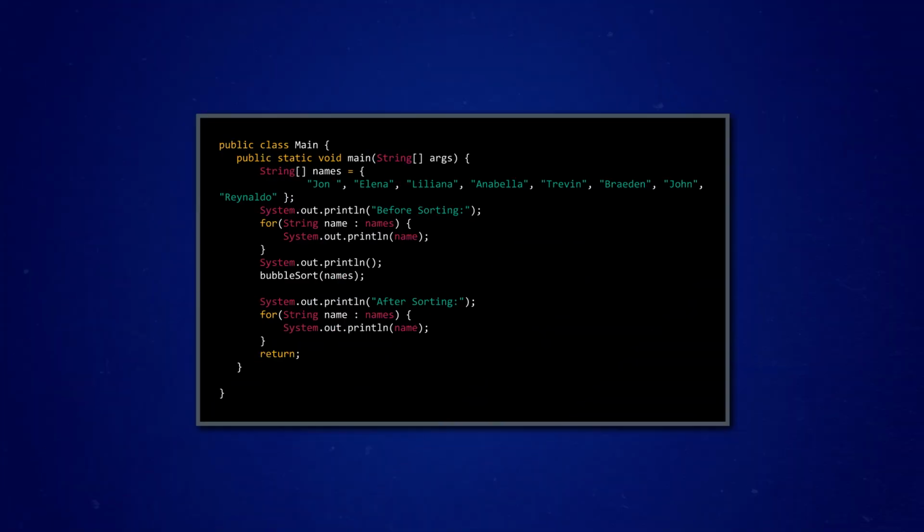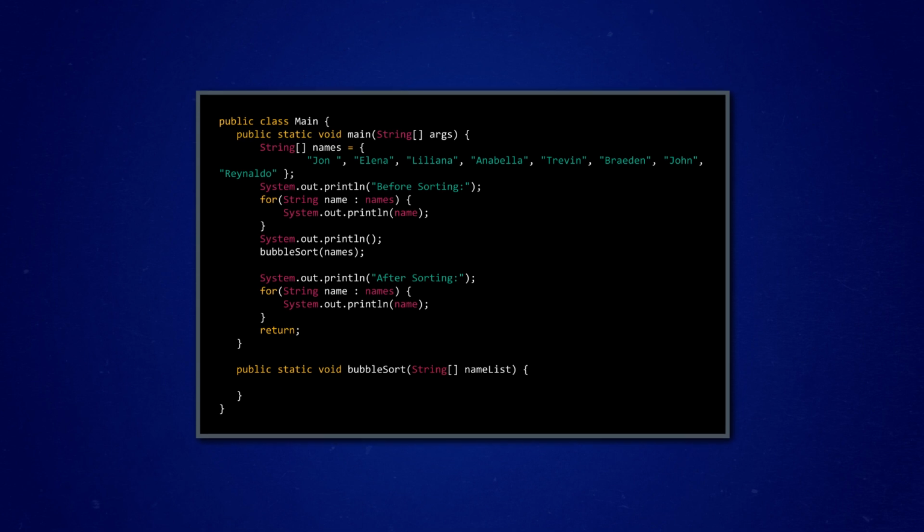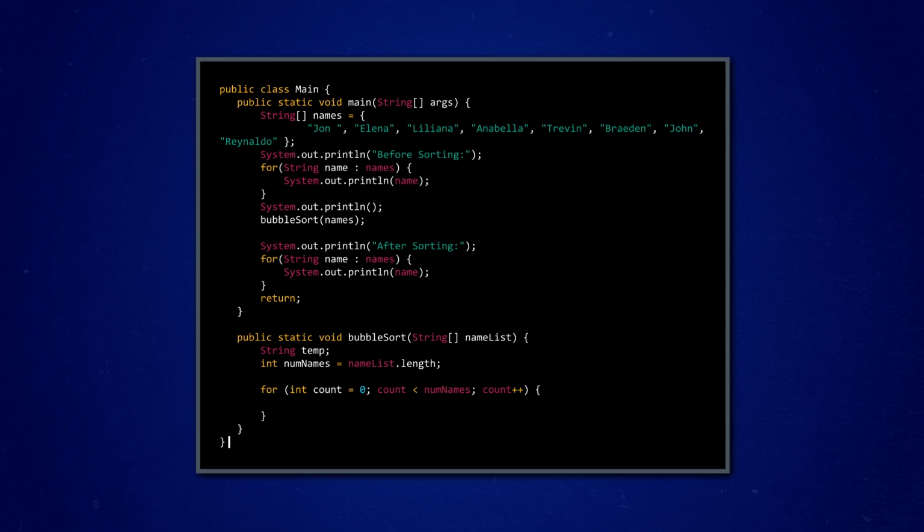We'll start by creating a new method for bubble sort that takes in our list of names. We also need a temporary string that we can set to different names from our list as we loop through it, and the length of the list. The outer for loop can iterate as many times as there are names in our list. This way we can make sure that the whole list gets sorted even if it's completely backwards, since we can only bubble one name to the end during each loop.